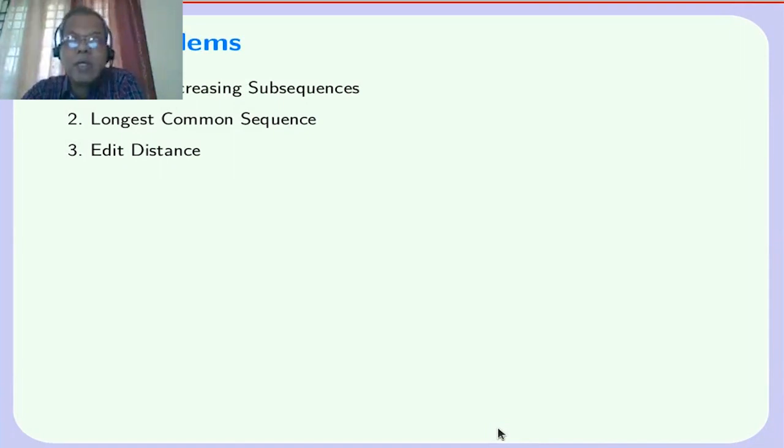Some of the classical problems are longest increasing subsequence, longest common subsequence, edit distance, and so on. In this class, we will illustrate how DP, dynamic programming, is used effectively in problems involving sequences. We will solve only one problem, but that will give you an idea how useful, how effective DP is in dealing with sequences.